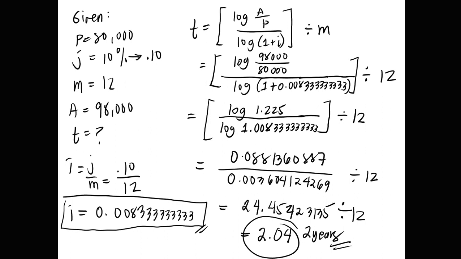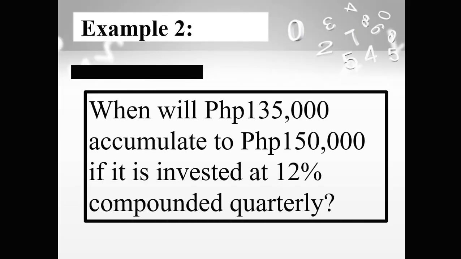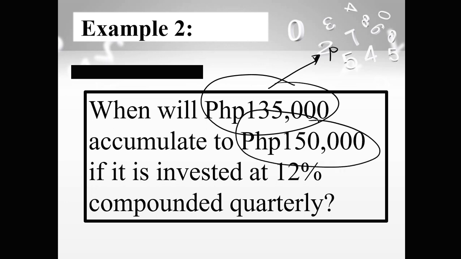Okay po? Ayan. Last example. When will 135,000 pesos accumulate to 150,000 pesos if it is invested at 12% compounded quarterly? Okay, so let's have our given. So, 135,000 pesos daw po. Kailan daw magiging 150? So, ibig sabihin, ito yung amount na ininvest mo or dineposit mo. So, this will be the principal amount. Next, kailan magiging 150? O ibig sabihin, this will be the future value kasi nandito na si interest.